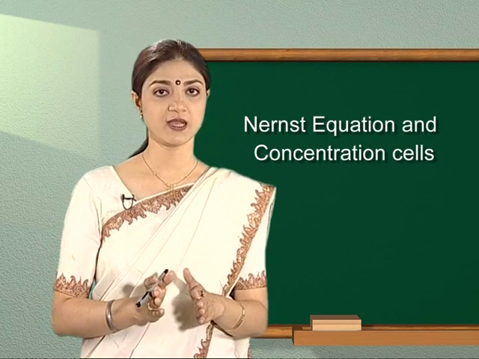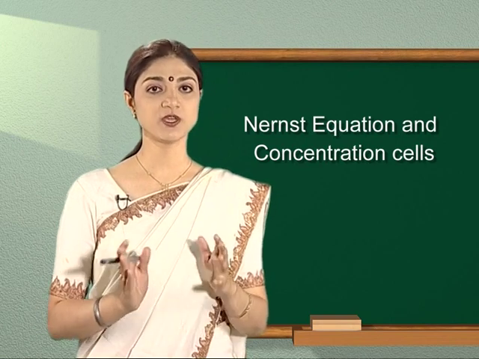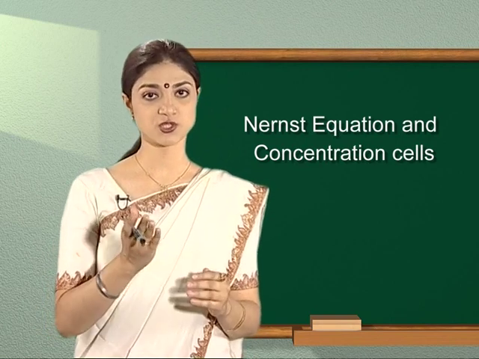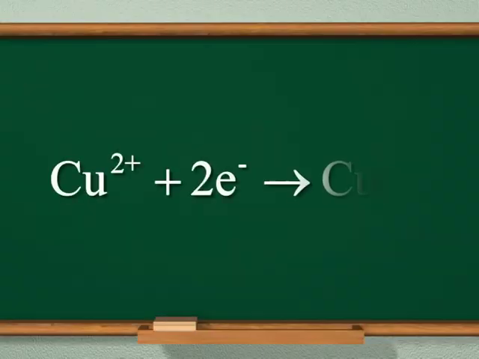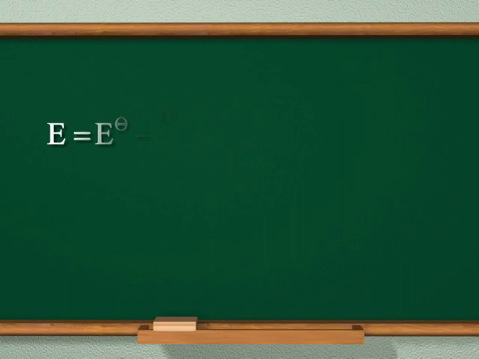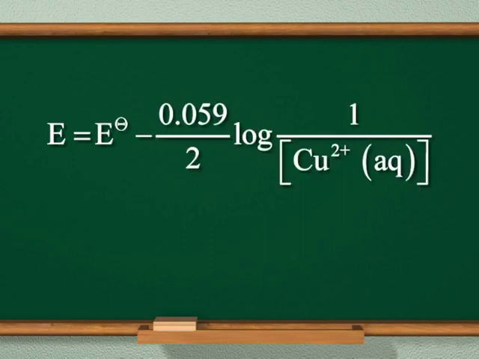EMF of the cell can be calculated by using Nernst equation as shown on the screen. Copper ions get reduced by accepting 2 electrons to form copper. According to the Nernst equation, electrode potential under given conditions is equal to electrode potential under standard conditions minus 0.059 upon 2 multiplied by log 1 upon concentration of copper ions.